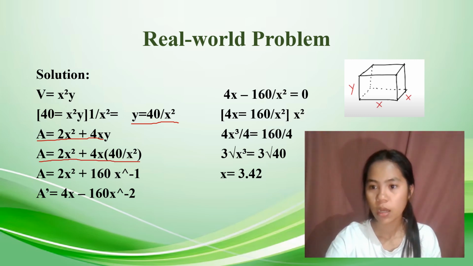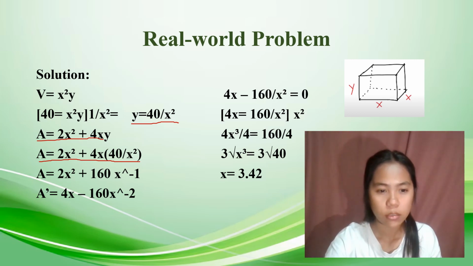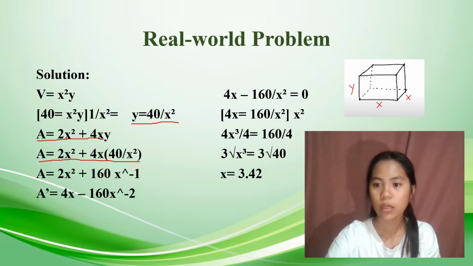Then, as we now only have one variable, which is x, we can finally apply the derivatives in our equation. So now we have A prime equals 4x minus 160x to the power of negative 2. Next, we will equate our equation to 0 for us to simplify the equation and find the value of x. Now, what we're gonna do is multiply the equation by x squared in order to cancel the x squared on 160 over x squared.